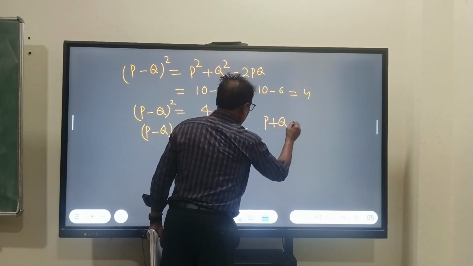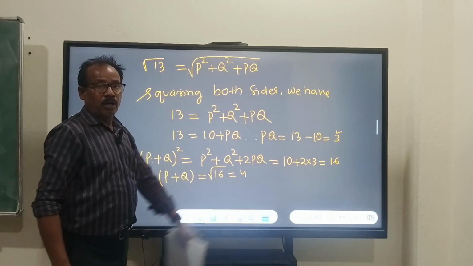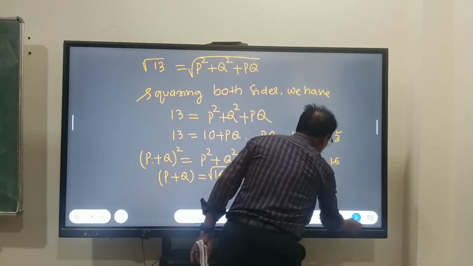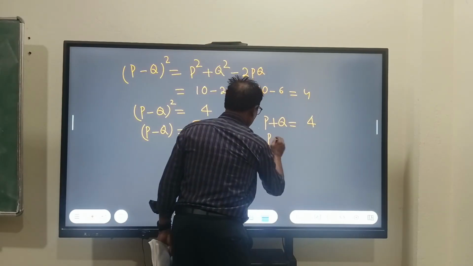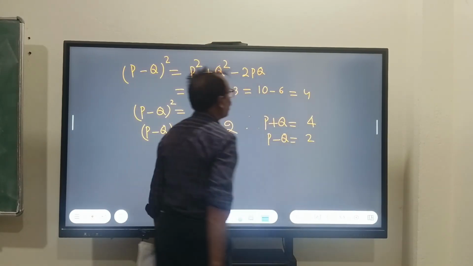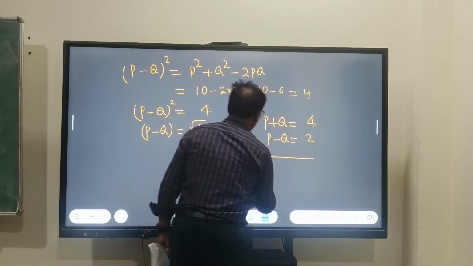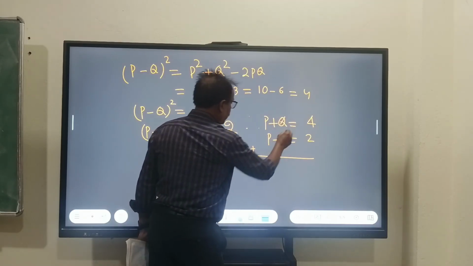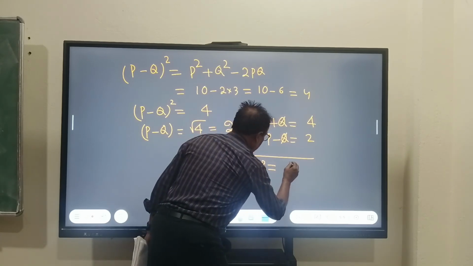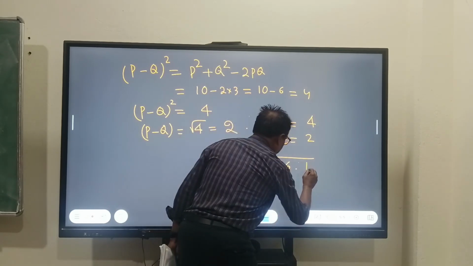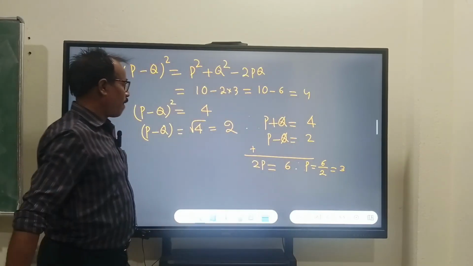Therefore, p plus q is equal to 4 and p minus q is equal to 2. Then adding these two equations, q and minus q cancel. p plus p, 2p is equal to 6. Therefore, p is equal to 6 by 2, which is equal to 3.